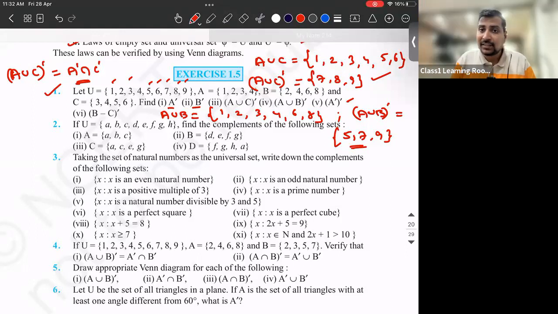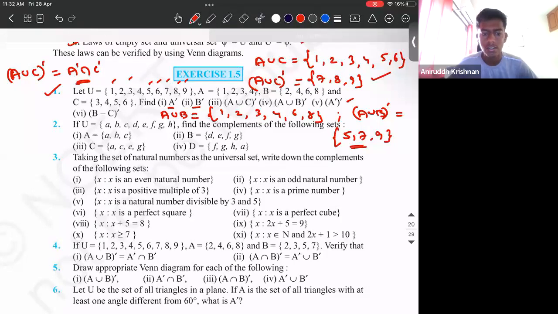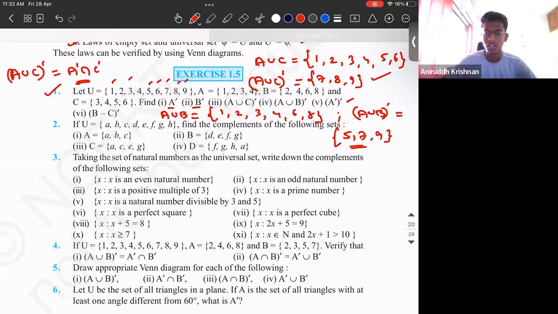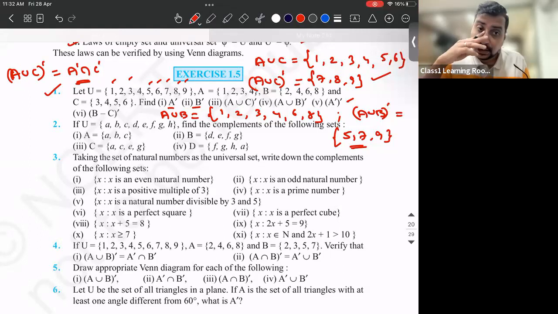So what is B minus C? What is there in B but not in C? 2, 8. No, B 2, 8 is there. 2 is there, no? B and C. Sorry. B and C, what is there? 2 and 8 are missing. 2 and 8 are there in B, but not in C. Yeah, 2 and 8 are there in B, but not in C.